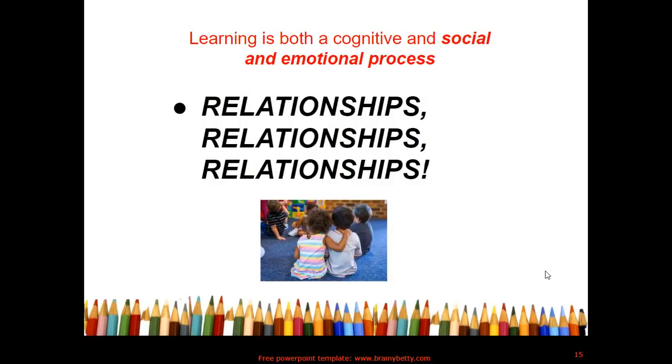And as I said before, the most important piece of this puzzle is those relationships. The learning is, yes, cognitive, but it's also social and emotional as well. Children tend to learn when they have that personal connection, that relationship with the people who are teaching them. And it's so important for you to have those relationships with your students.